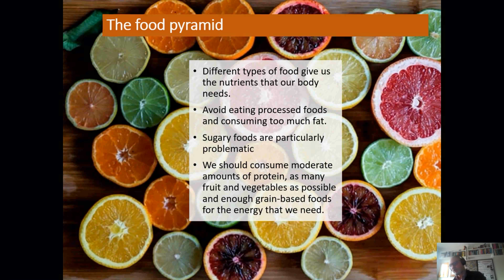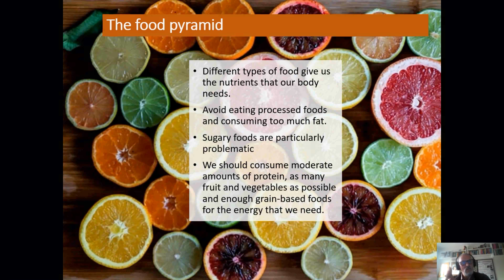Now, what do we mean by processed foods? Well, in reality, anything that you do to food which is changing its way of being, so that includes cooking at home, is processing. But it's clear that here we're talking about foods which are, let's say, industrially created and modified. And in particular, it's the sugary foods which are a big problem.